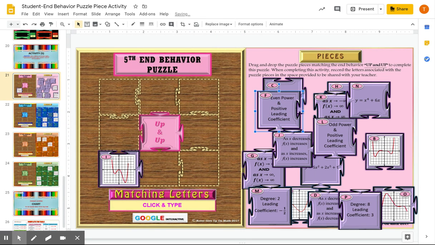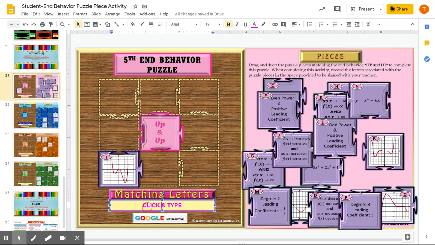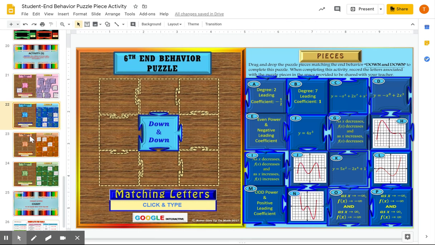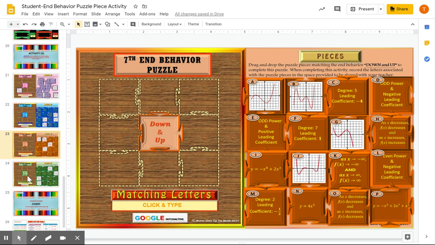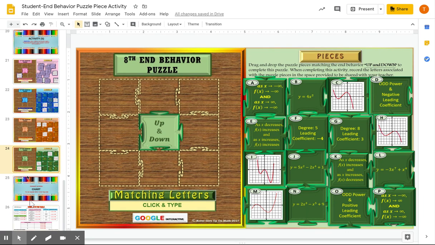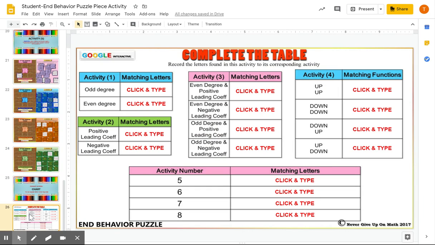Once you're finished and confident with that, you're going to click here and type all the letters that you think go here. So I, for instance, is for sure one of them. And then you're going to go through and do the same thing for down, down, down, up, and up, down. Finally, you're going to do this. So the whole time you've been putting in the letters, you're going to go back up to activity 1 and copy and paste or just retype the letters here. And you're going to do the same thing for activity 2, activity 3, activity 4, and so on.